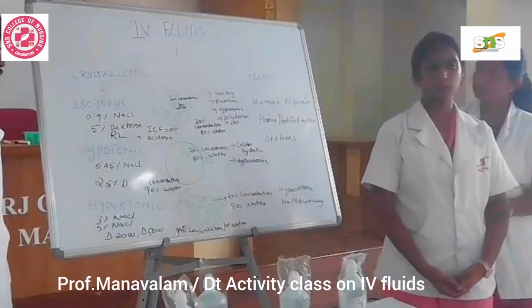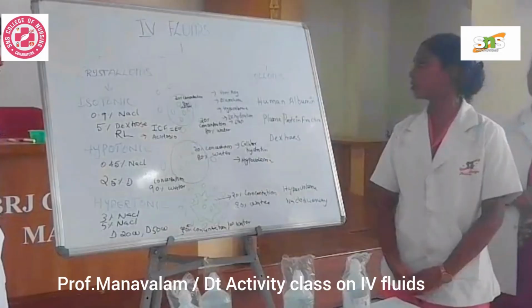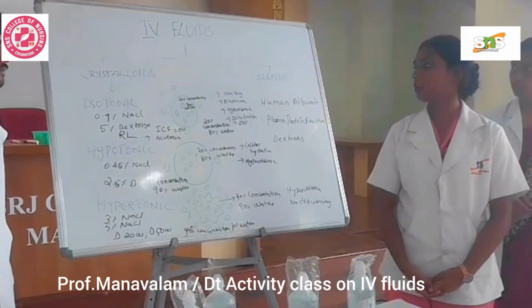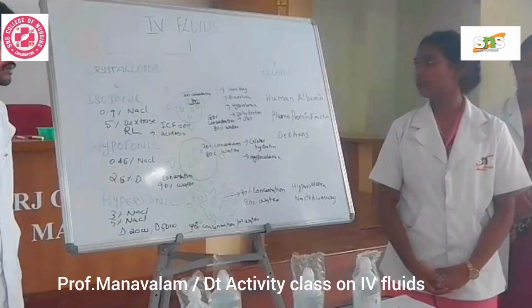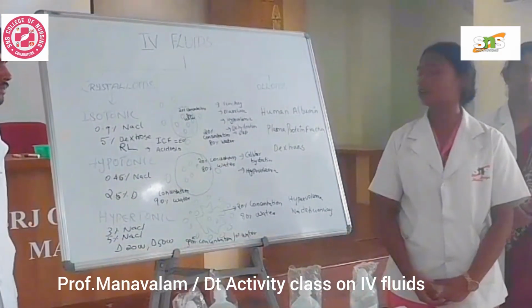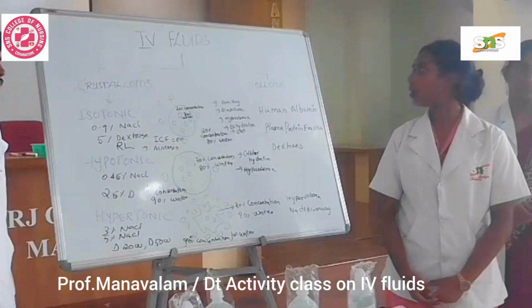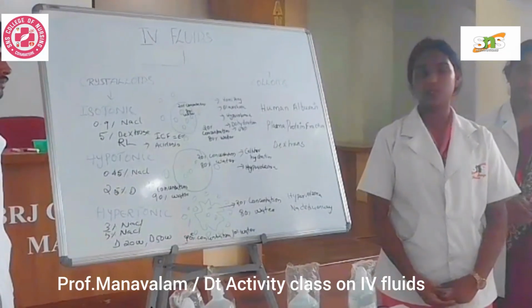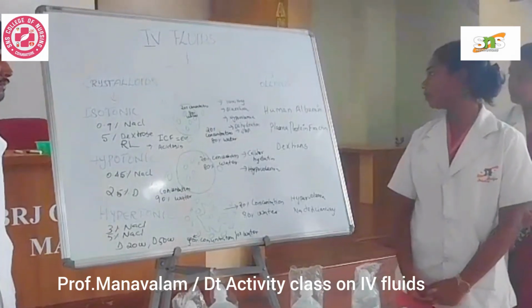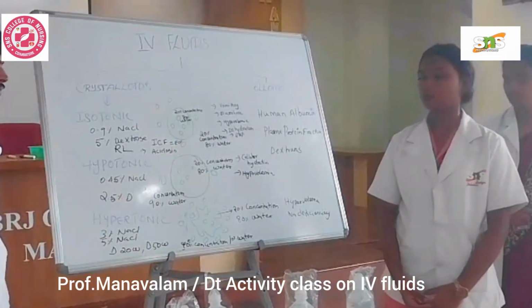Types of IV fluids: crystalloids and colloids. Crystalloids are used to restore fluid volume, and colloids are used to expand blood volume. Colloids contain protein molecules. Examples of colloids are human albumin, plasma protein fraction, dextran.